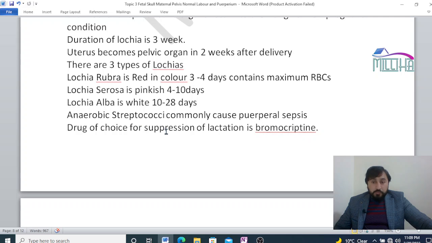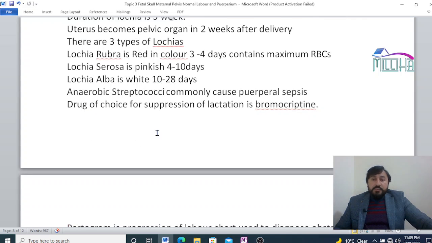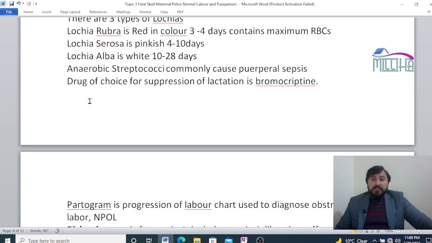Anaerobic streptococci commonly cause puerperal sepsis. Okay, this point you should remember. Anaerobic streptococci commonly cause puerperal sepsis. That is the infection during the puerperium after the childbirth. There might be infection to the woman. That is due to the anaerobic streptococci. Okay, that's common. After that, drug of choice for suppression of lactation is bromocriptine.